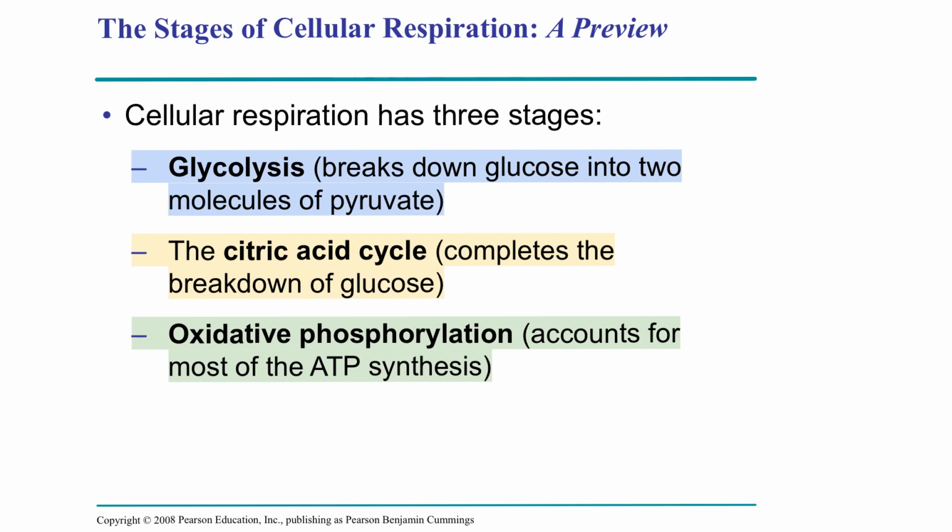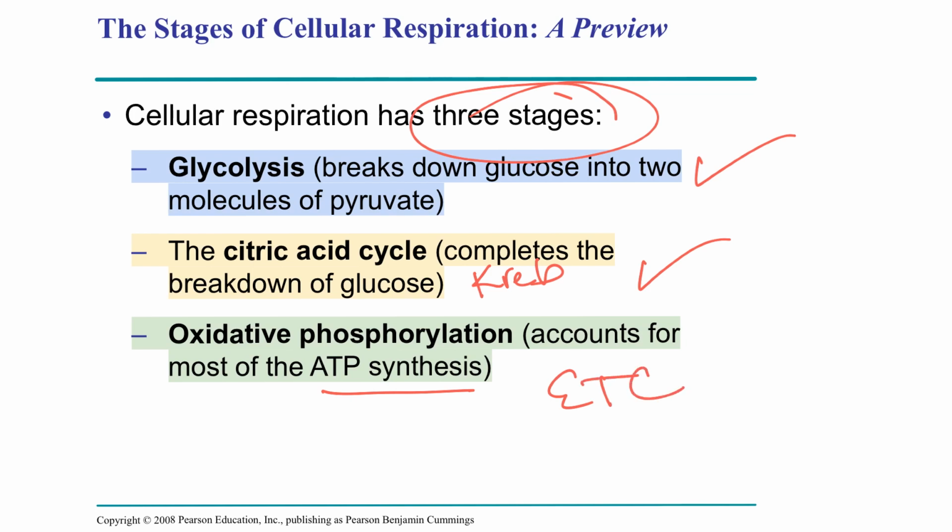All right, guys, get ready. Here we go. That was all the background. Now we should be able to proceed pretty quickly. Remember, there's 3 acts in my play: glycolysis, citric acid cycle, also called Krebs cycle, and the ATP synthesis, which is called the electron transport chain.